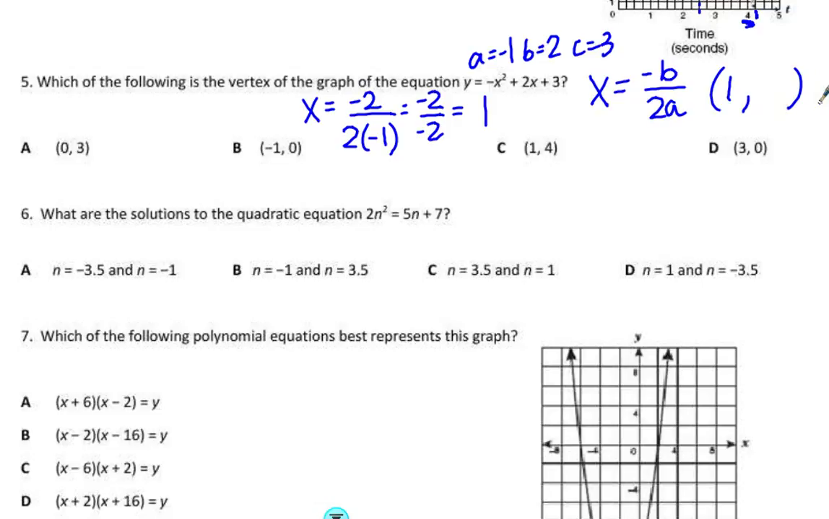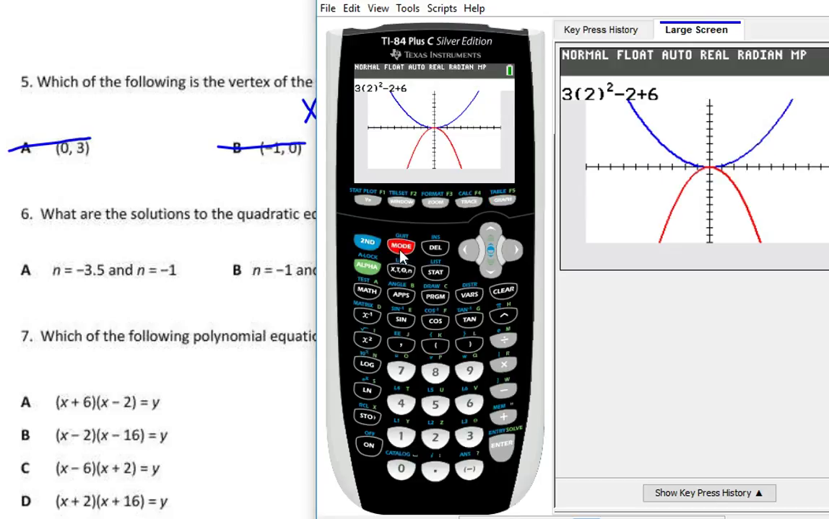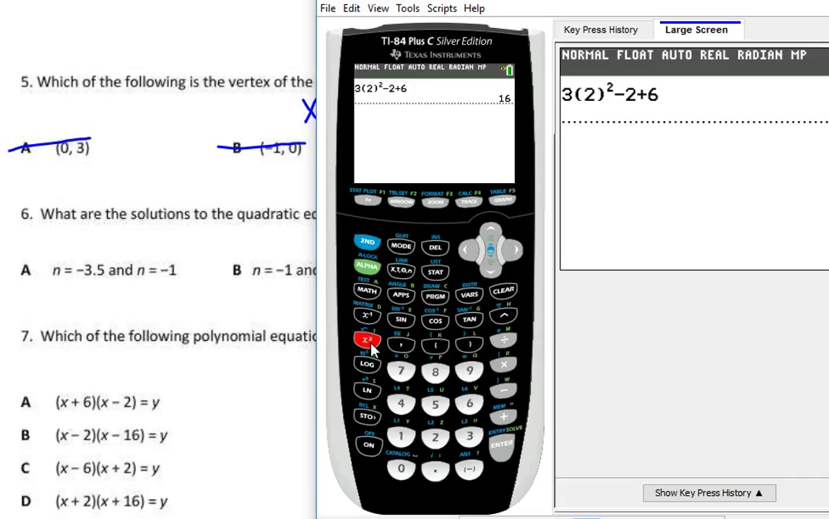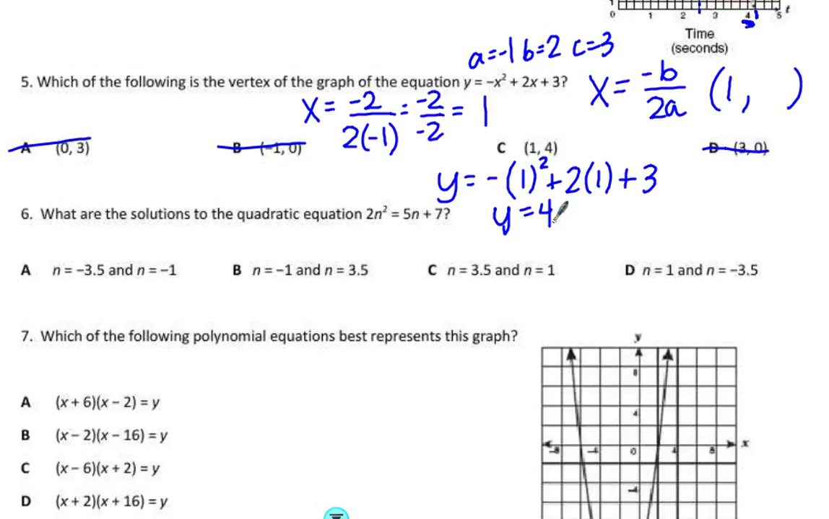Well, we just need to figure out which one is the y value. Actually, just by eliminating answer choices, we're kind of left with C, but let's just double check. Remember, to find that y value, we plug it in for x. So I would have the negative of 1 squared plus 2 times 1 plus 3. So just plug that into your calculator, and we get the y value of 4. So y equals 4. And that would be our vertex, so yes, C would be our answer there.